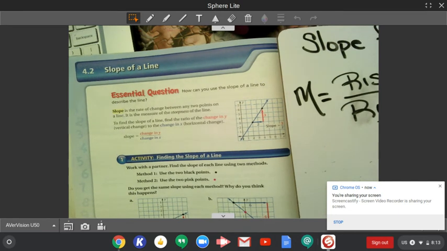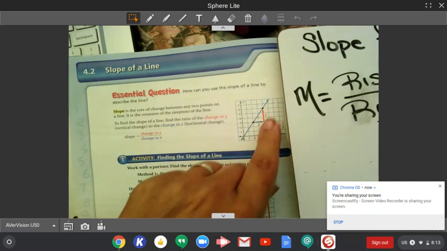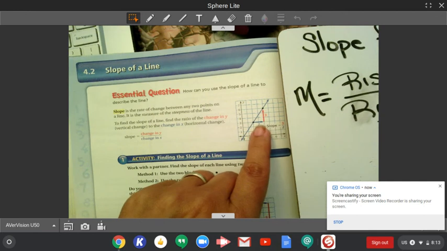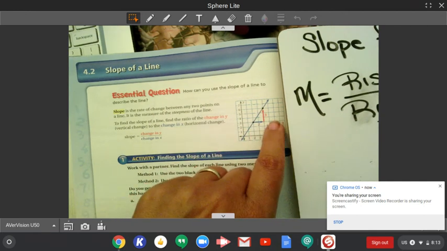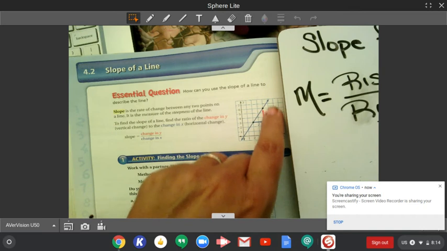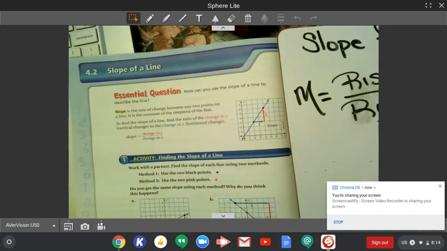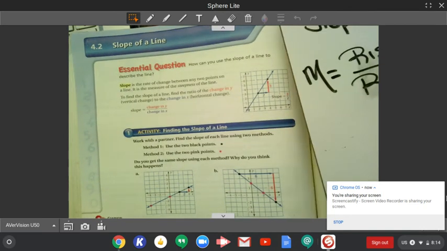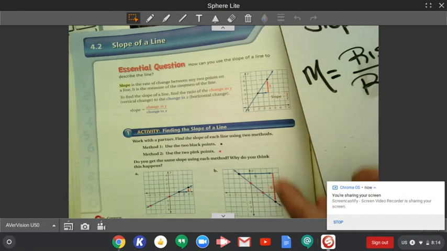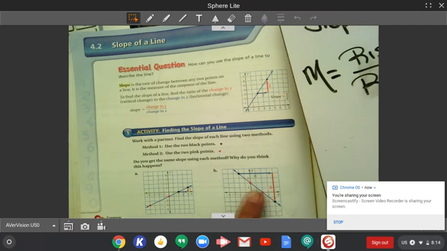So far we talked about rate of change, looking at rise over run, and we were able to find the slope that way by counting the boxes or finding the change in y over change in x. Here's a positive slope, rise over run, and here is a negative slope. You're going to look at the change in y, which is 6, over the change in x, which is 6. So therefore, the slope here is 6 over 6, or 1.